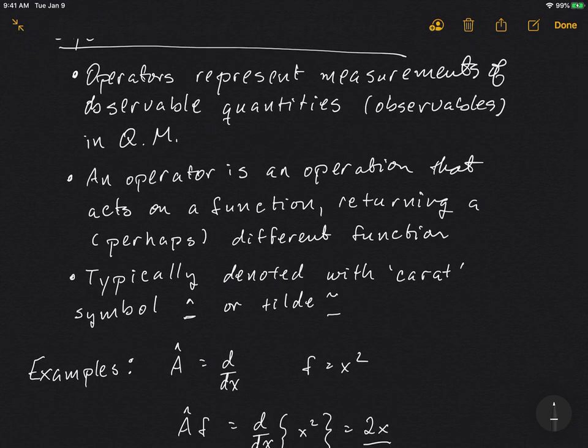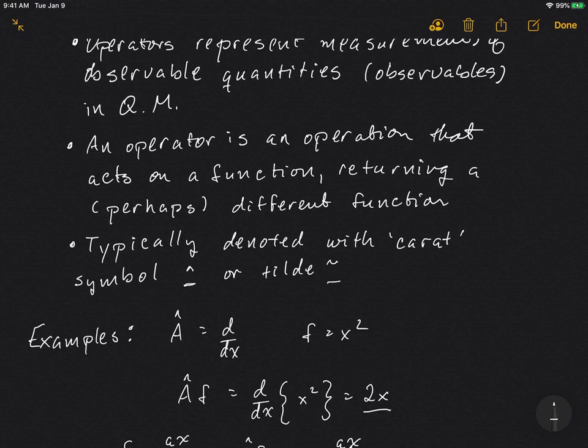So let's consider some hypothetical examples. An operator capital A, notice the hat on it, the caret, and that operator is a differentiation operator. We don't know necessarily yet what that represents physically, but it's a mathematical operation. And we have some function, could be a wave function, could be some other kind of function, that's x squared. When we act our operator A on our function f, then essentially we are differentiating whatever function it is that is to the right of the operator.